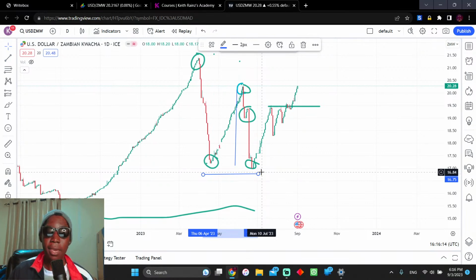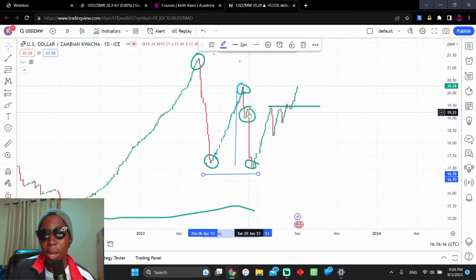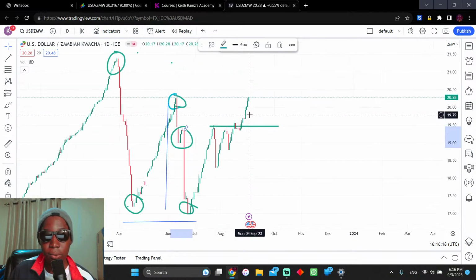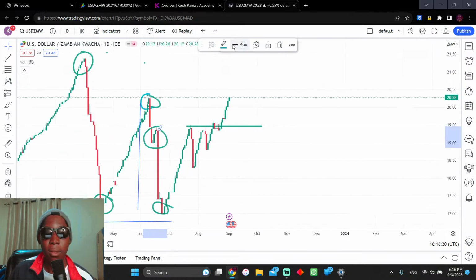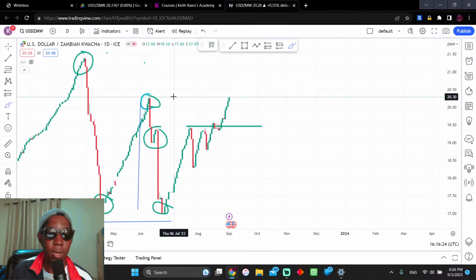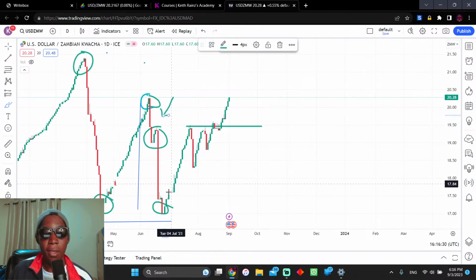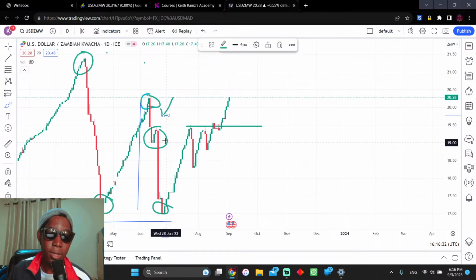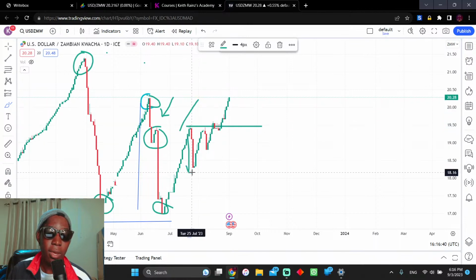So from here again, since here we had some resistance, let me try to zoom in. Since here we had some resistance, even though price reversed when it reached this level, price did not just continue going up. Instead it came down here.